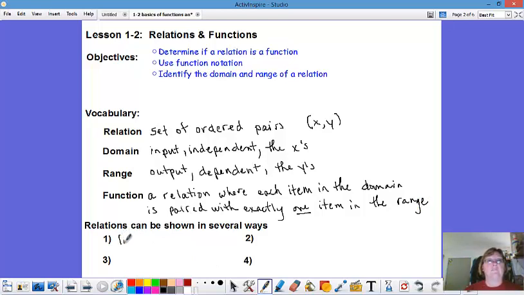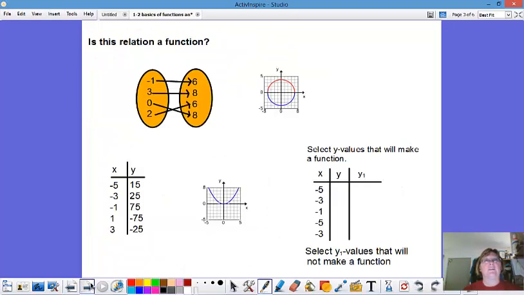All right, there are several ways that you can show relations, and one of them is just that list of ordered pairs. So by list. We often see relations shown in tables. If you can make a table out of something, you can make a graph out of it in the coordinate plane. So a third way of showing relations are graphs. And fourth is what's called a mapping. And a mapping is simply a visual that shows you how each input matches with its output. We'll see some examples of those coming right here.